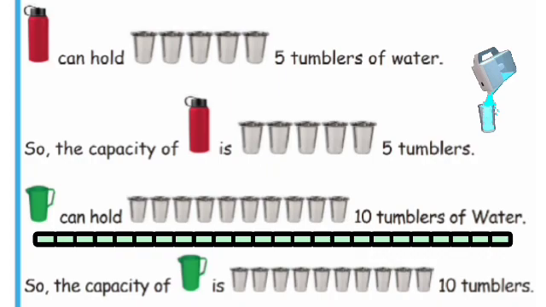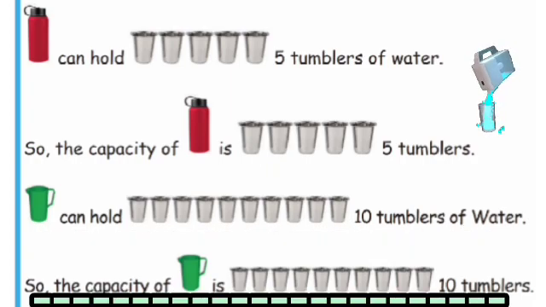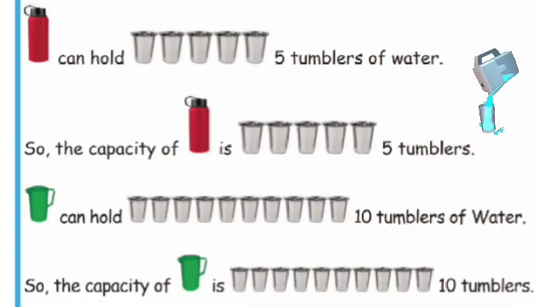Third one, jug. Jug can hold 10 tumblers of water. So, the capacity of jug is 10 tumblers.